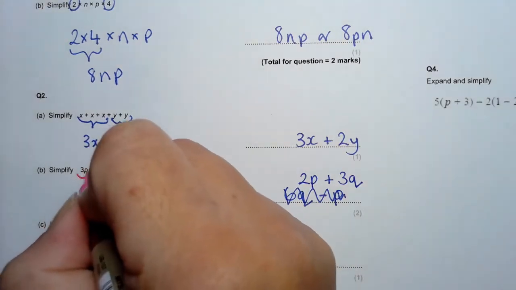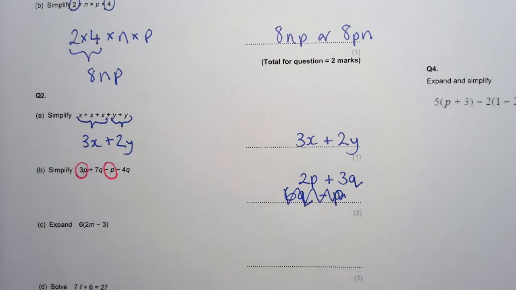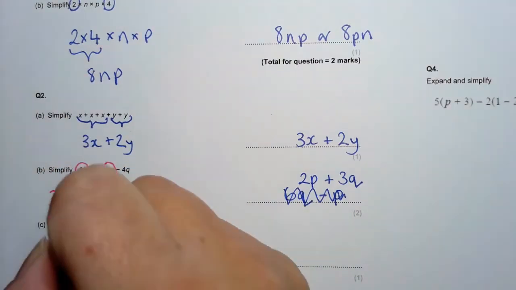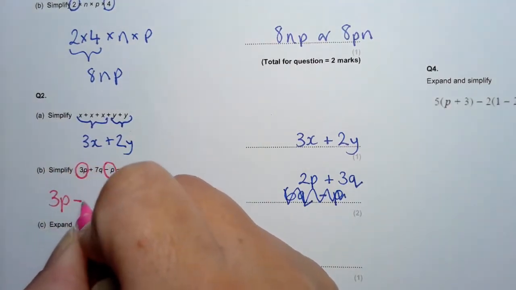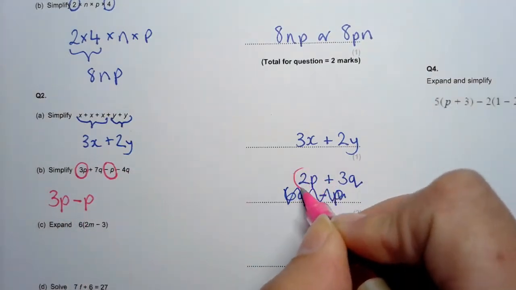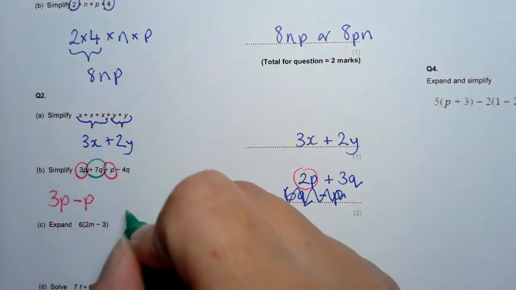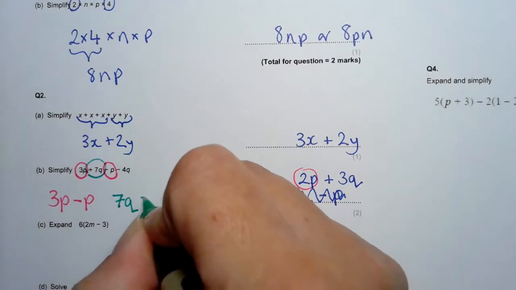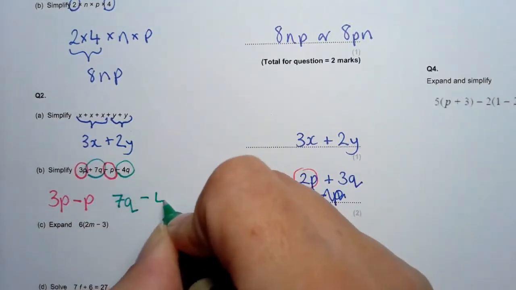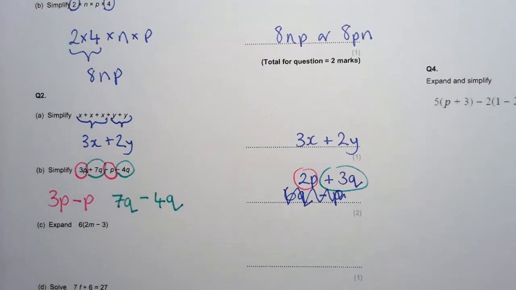Okay, the 2p comes from this. You've got 3p there and you've got a p there. So the calculation to get the p term is 3p minus p. Remember that's 1p, and that gives you the 2p there. The q terms are from this, 7q minus 4q, which you can see gives you that positive 3q.